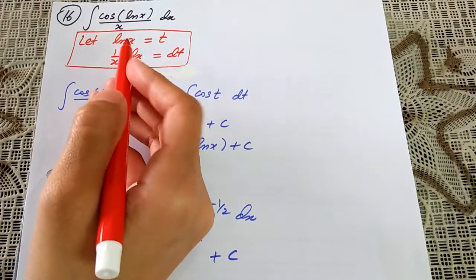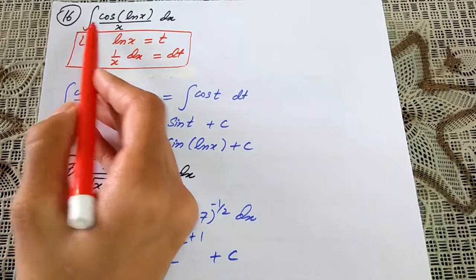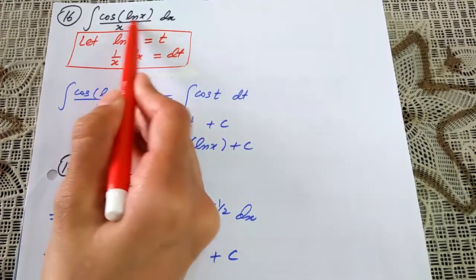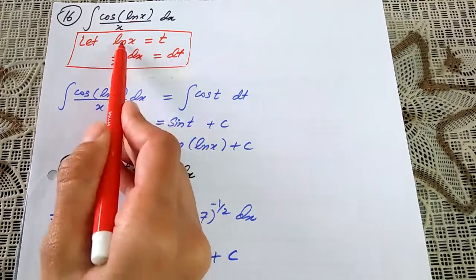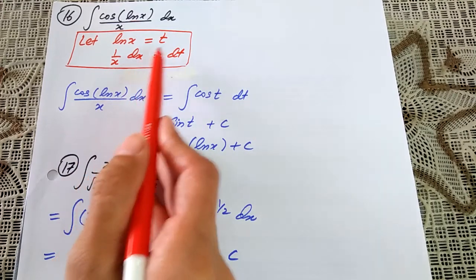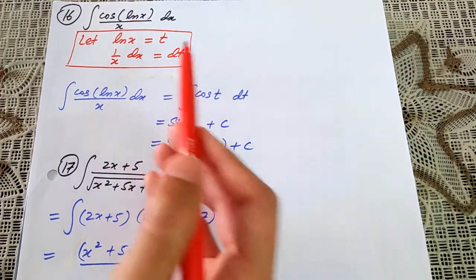Question number 16 of exercise 4.2. Integration of cos ln of x over x. Let ln of x, this inner function, equal t. Take the derivative on both sides. Ln of x will give us the derivative 1 over x dx, and t will give us the derivative dt.